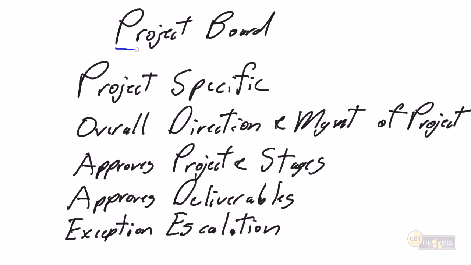And our next role is the project board. And again, I expect by this point in time in this Nugget series, you're very familiar with the project board and what the project board does. So I'm going to go through this very, very quickly as well. But the key point I want to make about the project board is the project board is consistent with the definition of a project, where a project is a temporary arrangement of human and other resources to achieve a unique purpose. The project board is also project specific.